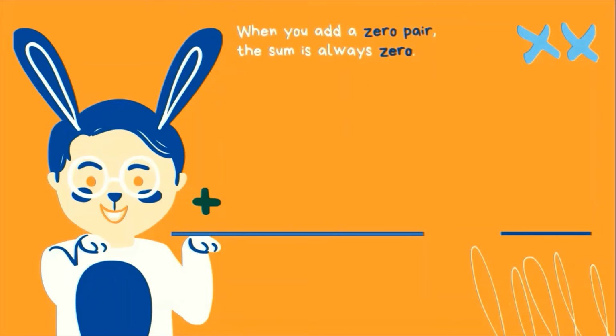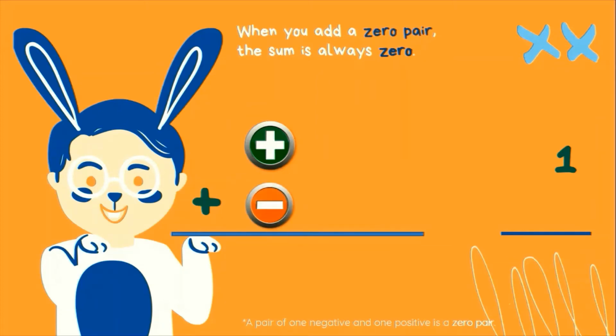When you add a zero pair, the sum is always 0. A pair of one negative and one positive is a zero pair. So, if you have here a positive 1 added to a negative 1, since this is a zero pair, silang dalawa ay makakancel lamang. Kapag pinag-plus natin sila, ang sagot ay 0.